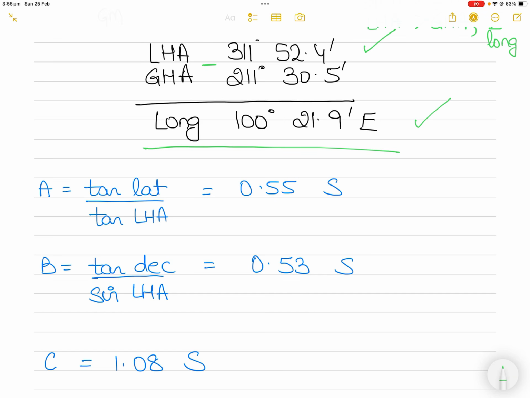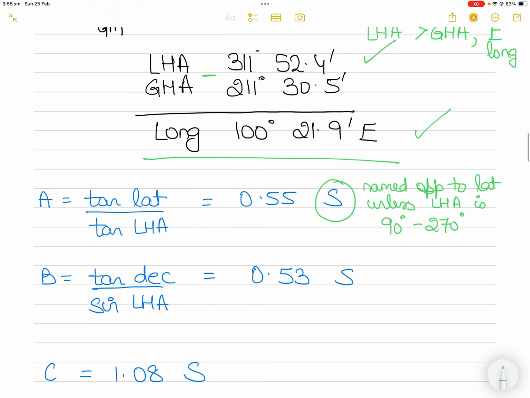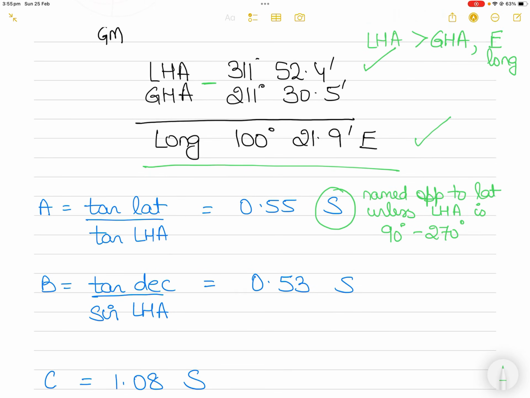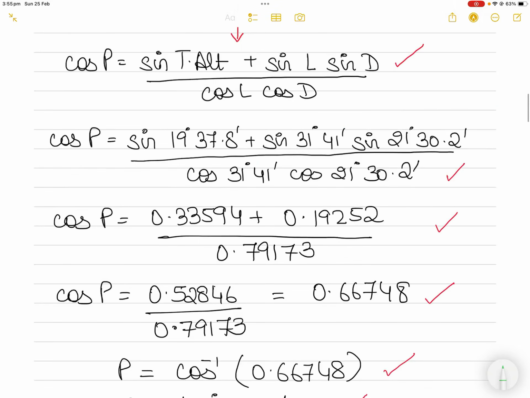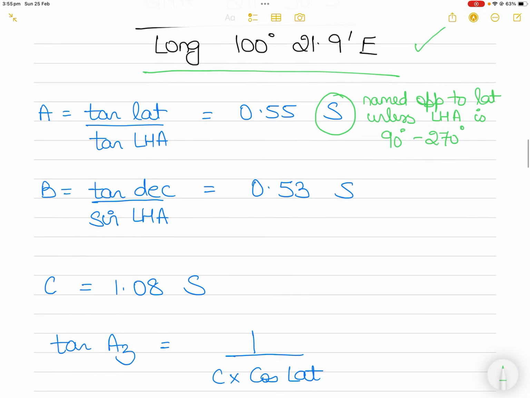So how do we label A? A is named opposite to latitude, unless LHA is between 90 to 270. What is your LHA? 311. It is not between 90 to 270. So you will name it opposite to latitude. Your latitude was north. Go back and see. Latitude was 31 degree 41 minutes north. So you will name it south. B, same as declination. Declination was south. So I will name it south.